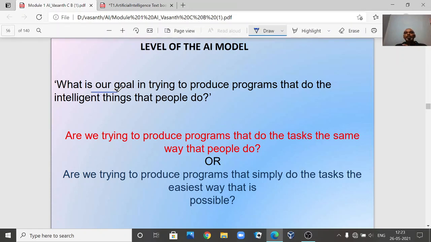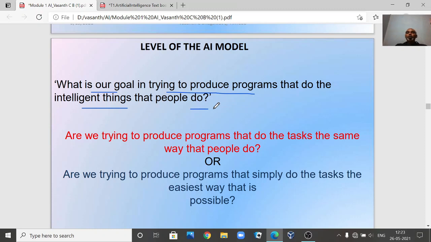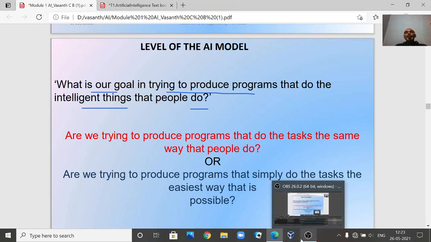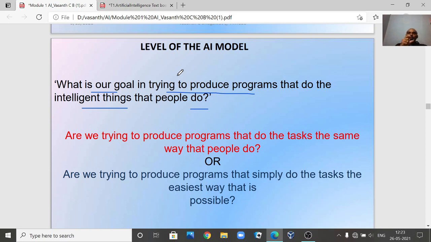Now our goal. What is our goal in trying to produce a program? That means when you are going to build your system, are we going to build a system that does the intelligent things that people do? Level of modeling: to what level do you want to model? That is the definition of AI, which we have already seen. You want to build a system which can do the things that, at this moment, human beings are doing in a better manner.